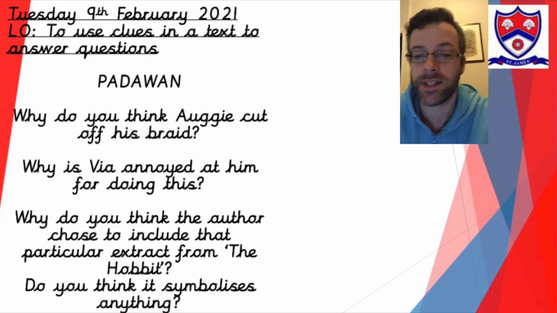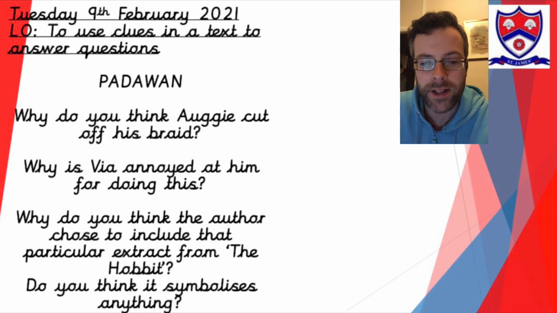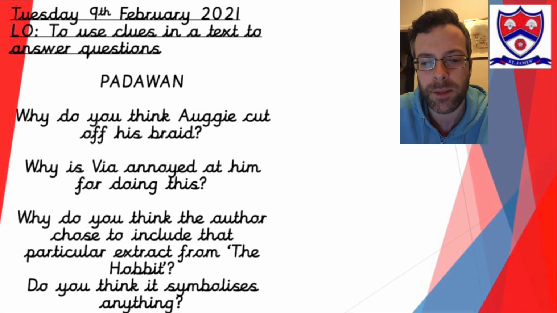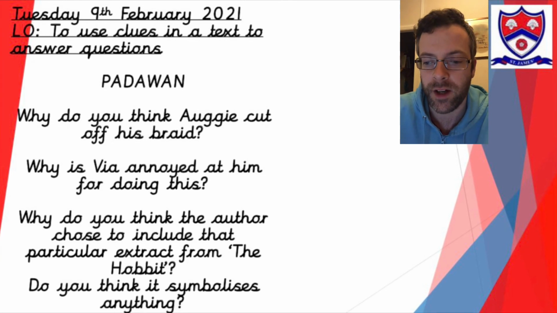And that is the end of that chapter. So those questions, hopefully we've answered them. Those last two: why do you think the author chose to enclose that particular extract from The Hobbit? It's not an easy question, okay? But give it a go.